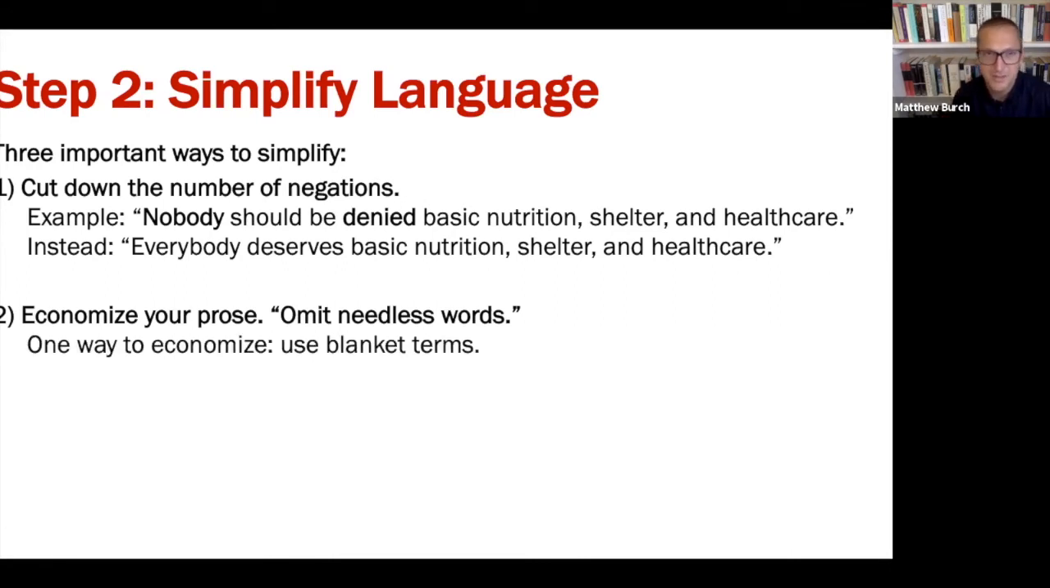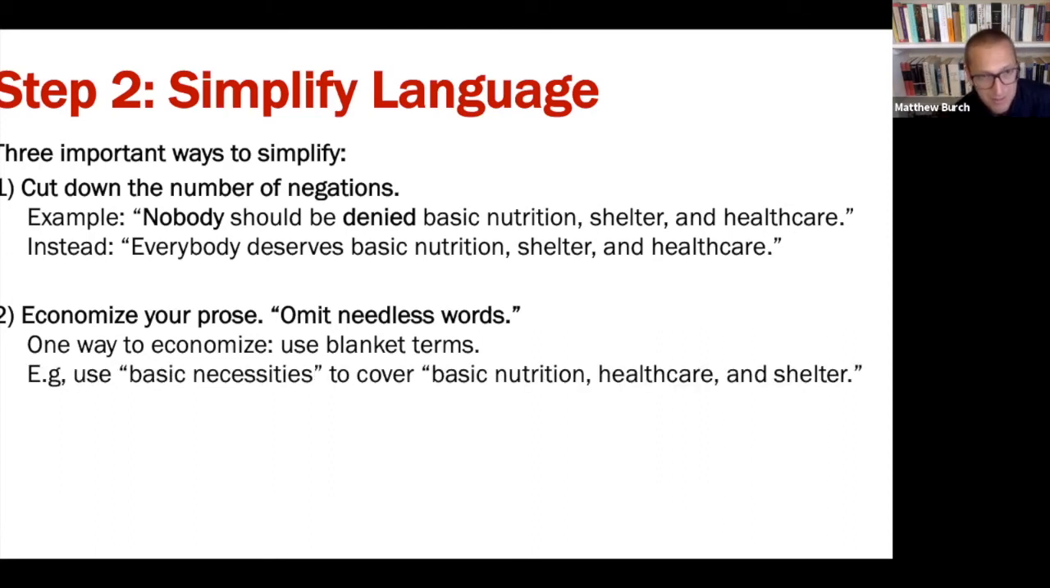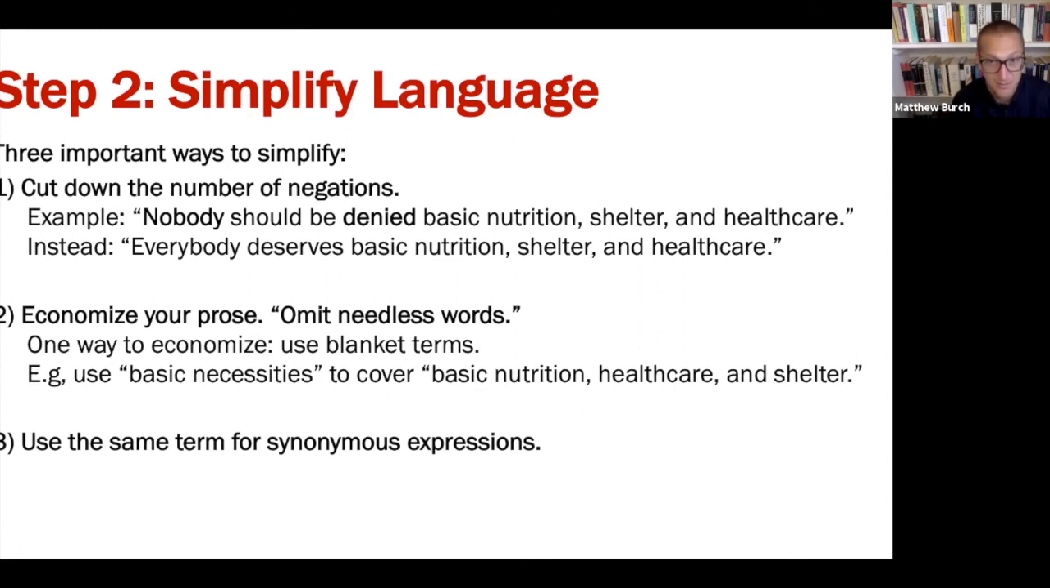One useful strategy for economizing your prose is to use blanket terms. So here's an example Khalifa gives. He says, use basic necessities to cover basic nutrition, healthcare, and shelter. Basic necessities is simpler than referring to all those things, but they cover the same thing.